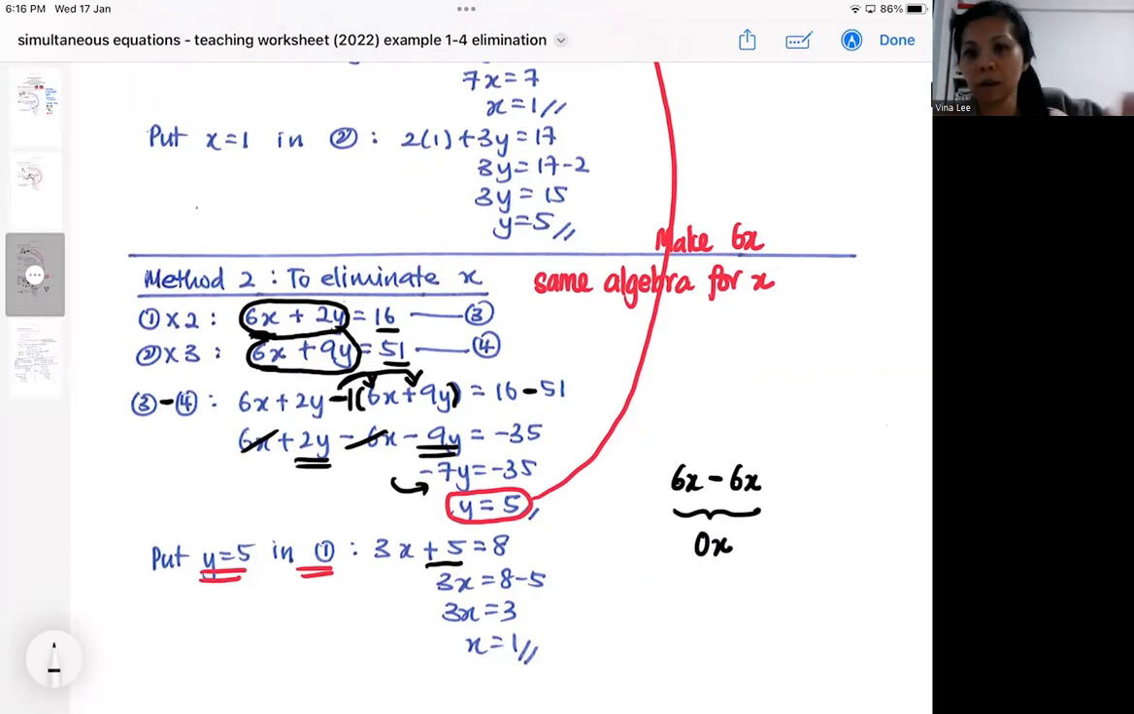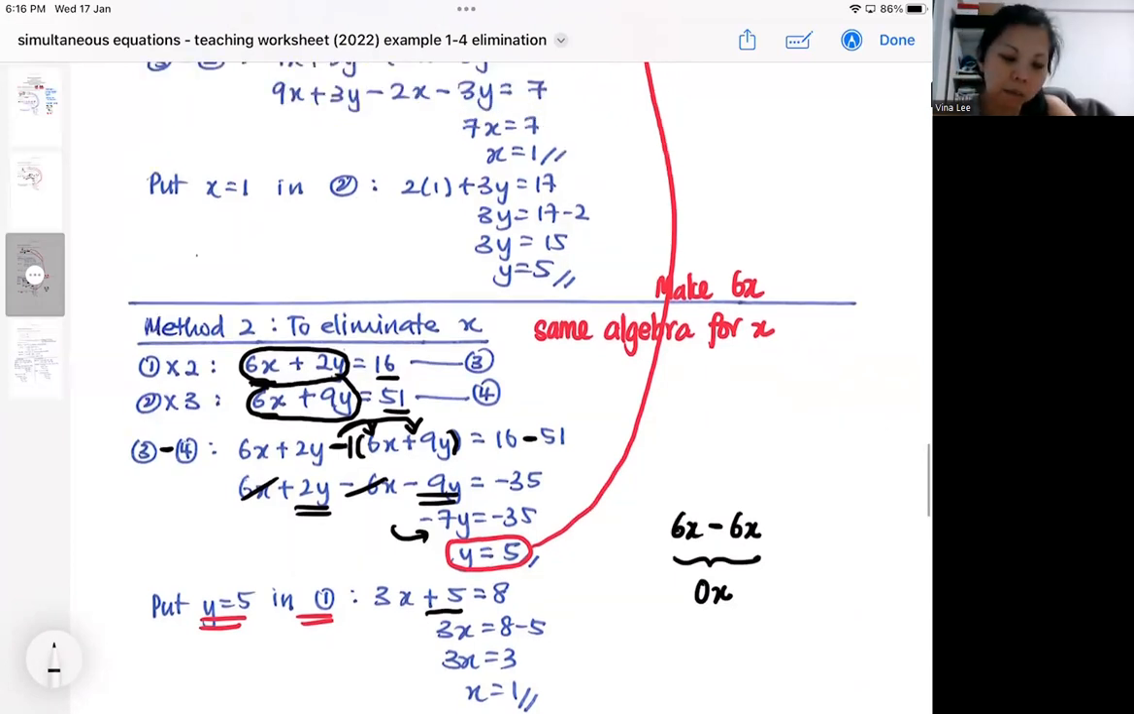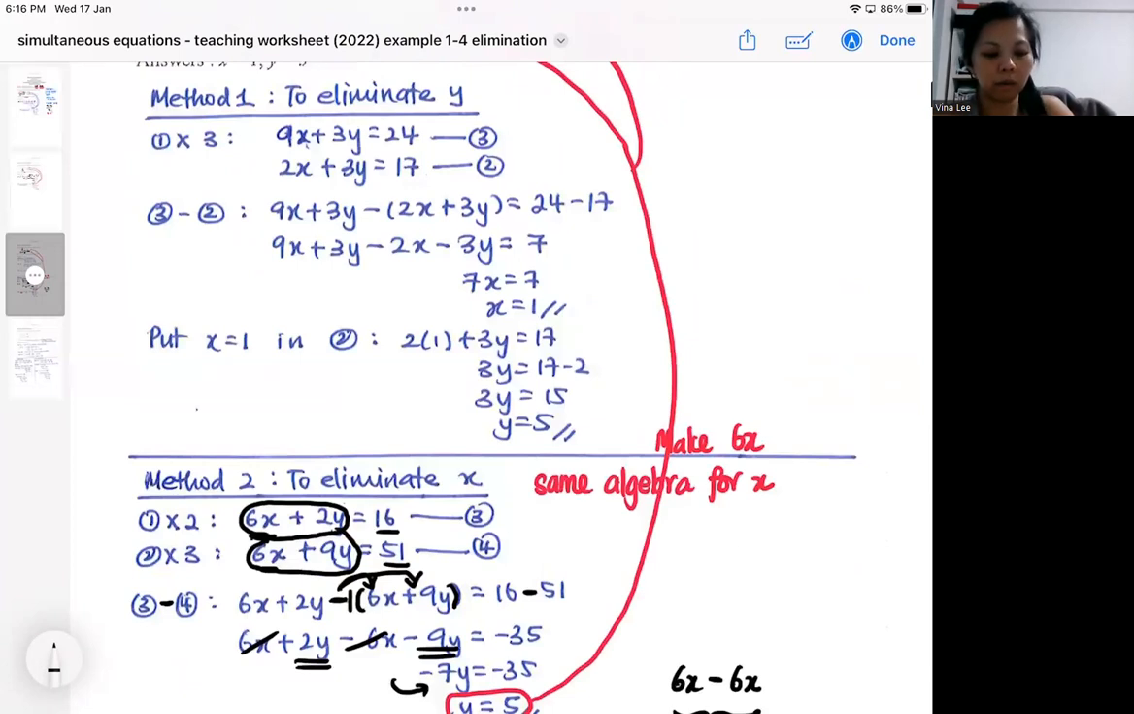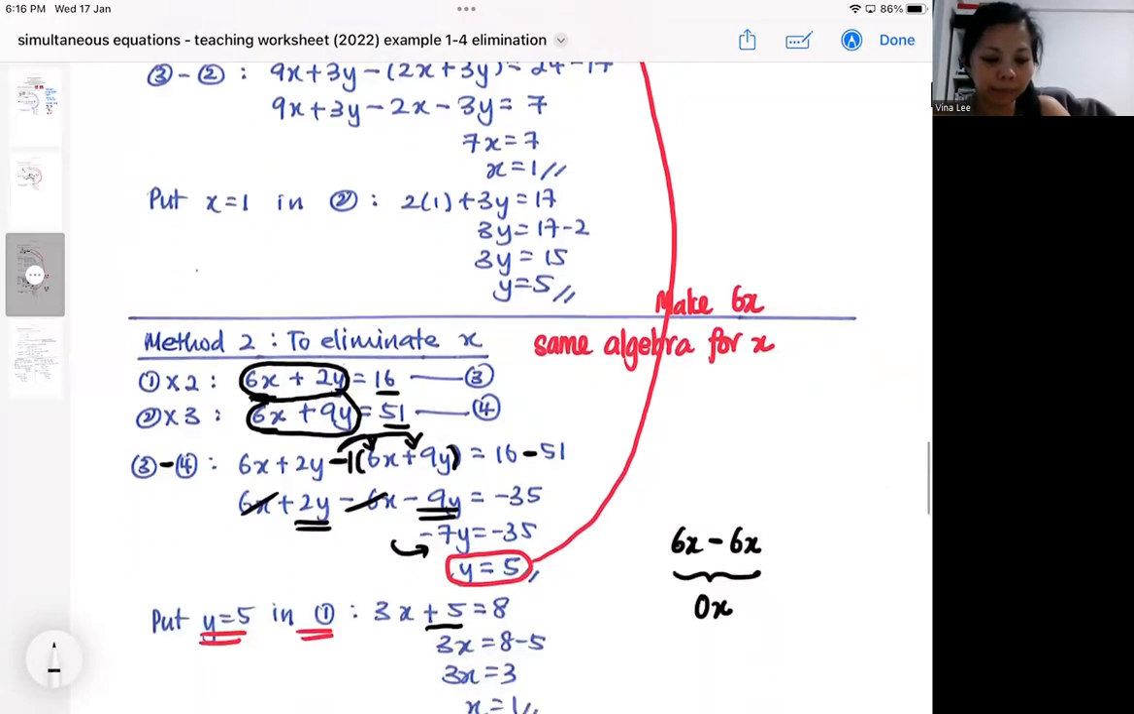But you got to decide first and don't lose focus. Some students, they will decide already, then they forgot that they are actually eliminating that algebra, then they got lost along the way. And please label your equation so that we know what's going on. It's easier to give you method marks.